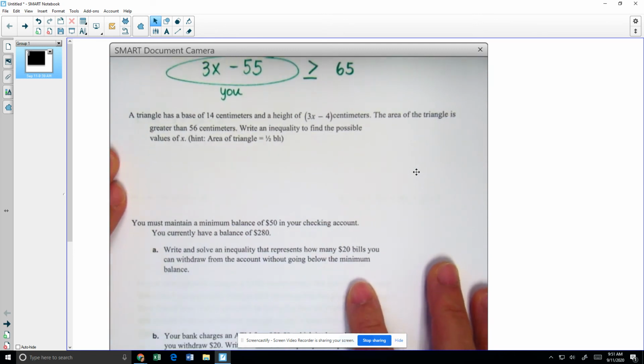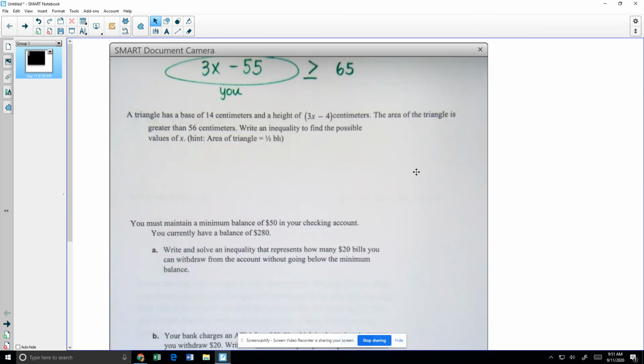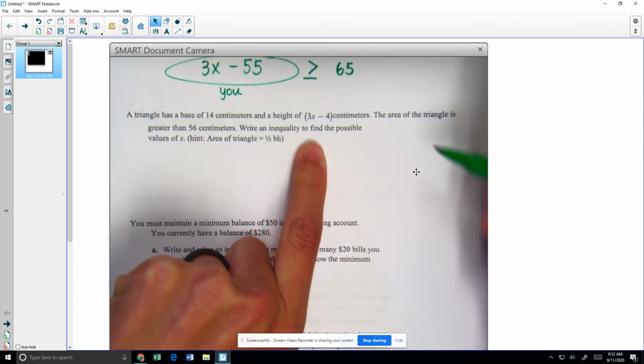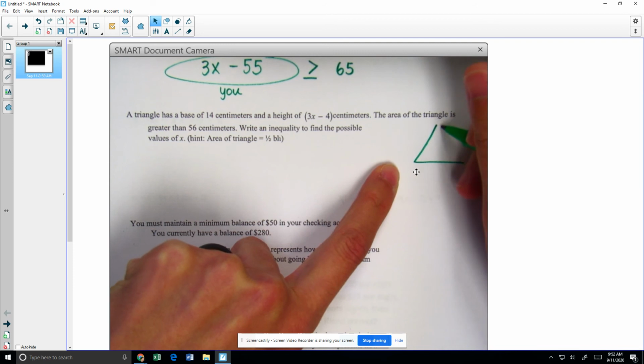A triangle has a base of 14 centimeters and a height of 3x minus 4 centimeters. The area of the triangle is greater than 56 centimeters. Write an inequality to find the possible values of x. Okay, this is kind of like a geometry problem, what you're going to take next year.